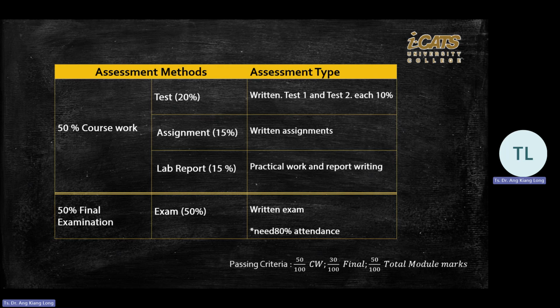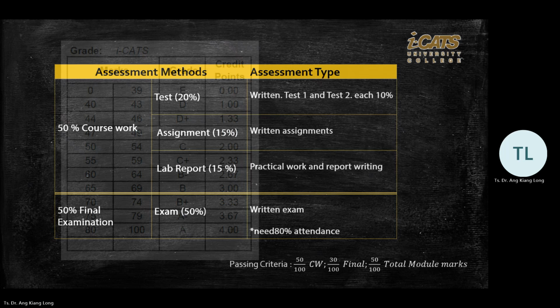Lab report 15%. This one I will guide you through how to do it when we have time. Okay. So we will have lab maybe around week 10 or week 12, something like that. Okay, final exam 50%. You need 80% for your attendance throughout this semester, meaning if you miss 4 classes, you will be barred from the final exam. Okay, right.